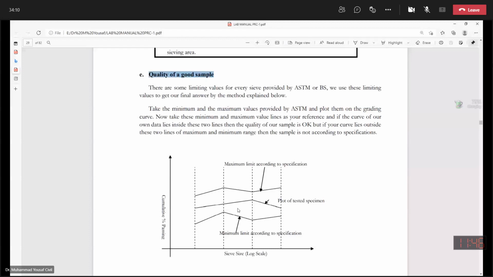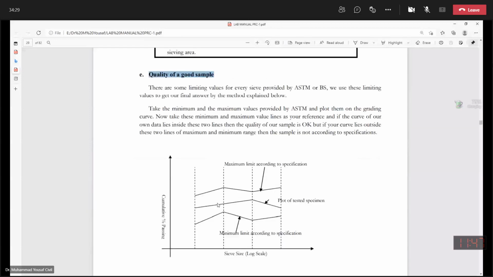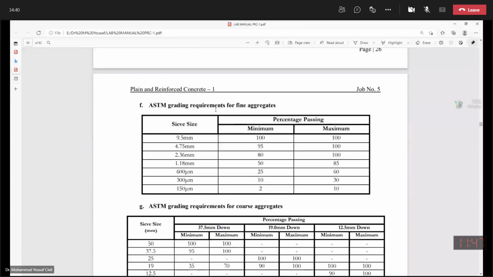However, as per ASTM, the material which has its gradation curve in between these limits has been labeled as a good sample. And preferably it should be used, as it will give you better results. Now this is for the fine aggregate. Similarly, there are limits for the coarse aggregate.